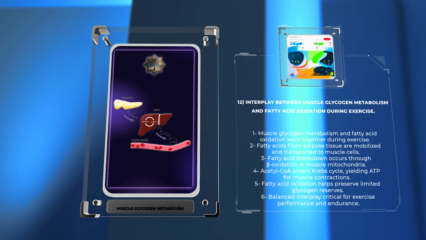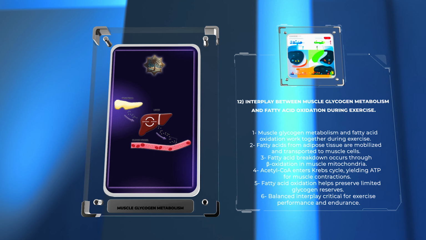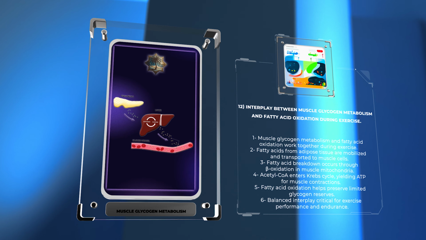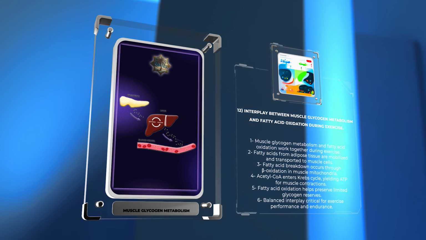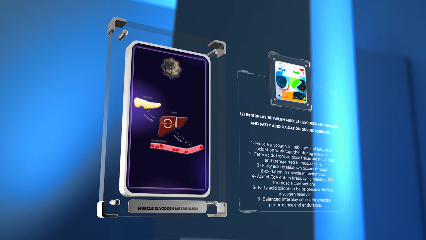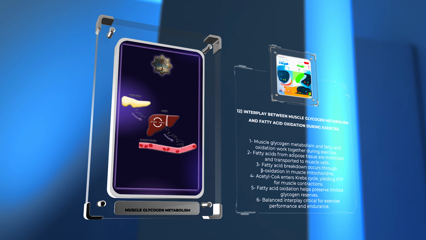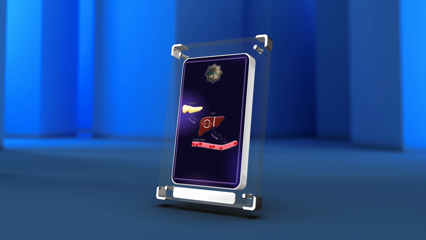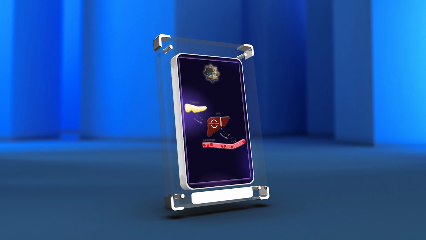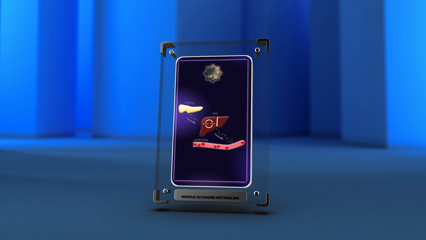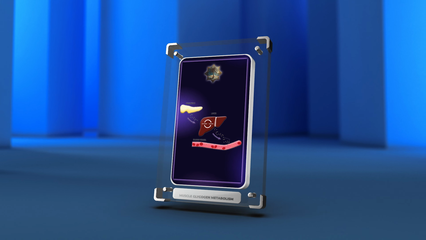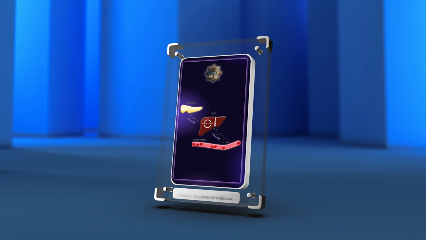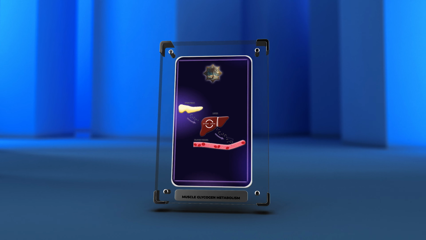Simultaneously, the oxidation of fatty acids helps to spare limited glycogen reserves, ensuring their preservation for bursts of intense energy demand. The balanced interplay between glycogen metabolism and fatty acid oxidation is critical for optimal exercise performance and endurance. In conclusion, muscle glycogen metabolism is a highly regulated process involving various enzymes, hormonal signals, and feedback mechanisms. Understanding the intricacies of glycogen synthesis and breakdown is essential for comprehending the pathophysiology of glycogen storage diseases, GSDs.